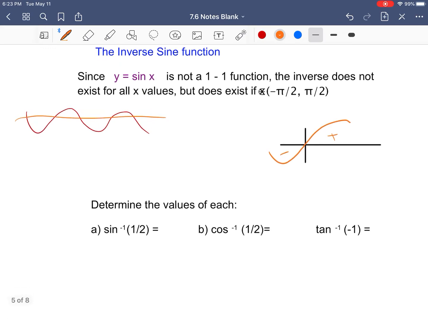the values of each. So the inverse sine of 1/2. Well, we kind of want to think to ourselves, we're going to think backwards. We are going to think, okay, where is our sine equal to 1/2?